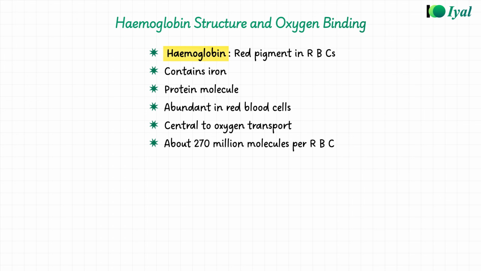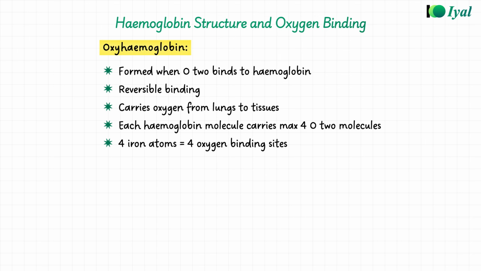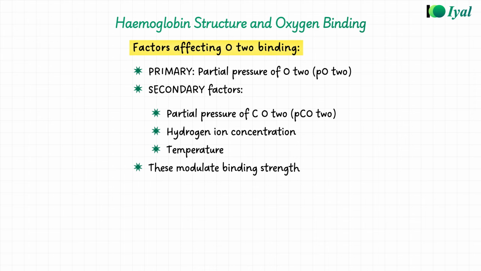This reversible binding is perfect for oxygen transport. When oxygen binds to hemoglobin, we call the complex oxyhemoglobin. Oxy means oxygen. Hemoglobin means the protein. So oxyhemoglobin is oxygen-carrying hemoglobin. One hemoglobin molecule can carry a maximum of 4 oxygen molecules. Why 4? Because hemoglobin has 4 iron atoms. Each iron atom can bind with 1 oxygen molecule. So the theoretical maximum is 4 oxygen molecules per hemoglobin. Though in practice, it varies depending on conditions.